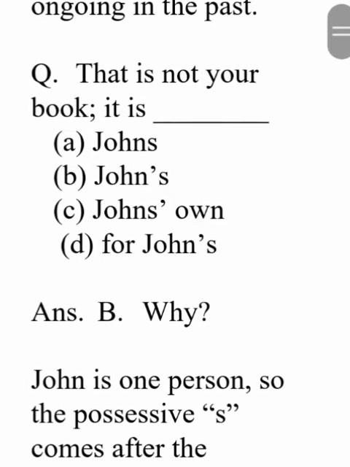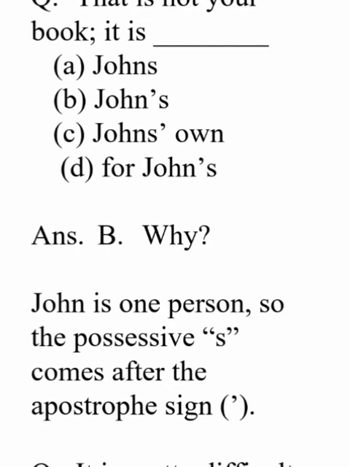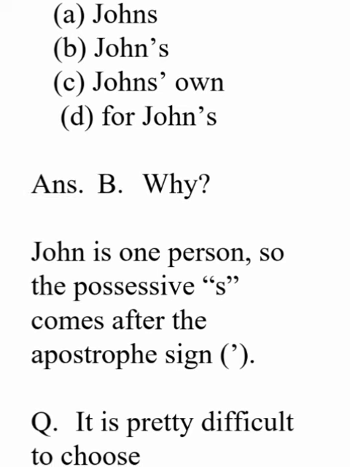A. John's. B. John's. C. John's own. D. For John's. Answer: B. Why? John is one person, so the possessive s comes after the apostrophe sign.